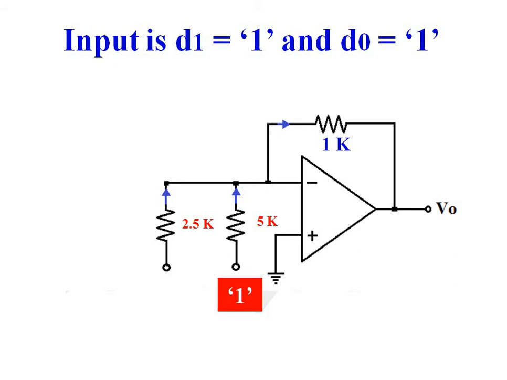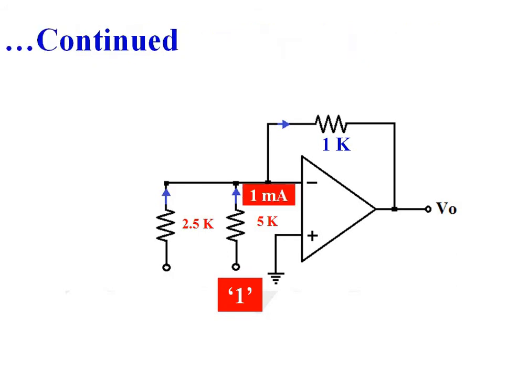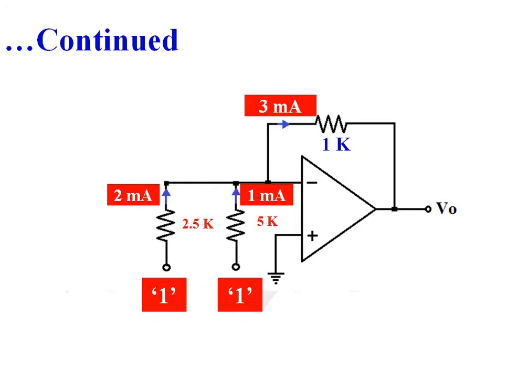When digital input is equal to 1, 1, so this time reference voltage VR is connected to both inputs. So current flows through both resistors. Current flow through 5 kilo ohms resistance is equal to 1 milliampere. Current flow through 2.5 kilo ohms resistance is equal to 2 milliampere. Total current flow through feedback resistance is equal to 3 milliampere.